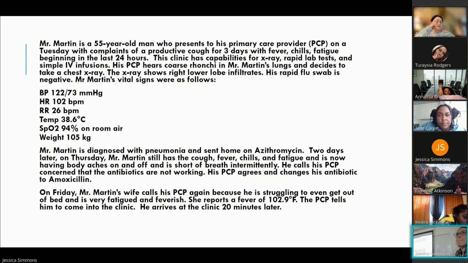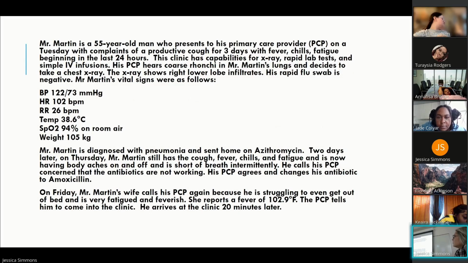What does that mean? Fluid in the right lower lung. There's fluid accumulation, mucus fluid accumulation in the right lower lobe. So the right lower lobe is probably white on his chest X-ray. His rapid flu swab is negative. Mr. Martin's vital signs are as follows. He's 122/73, heart rate of 102, respiratory rate is 26, temperature is 38.6, SpO2 94, weight is 105 kilograms. He's diagnosed with pneumonia and sent home on azithromycin.